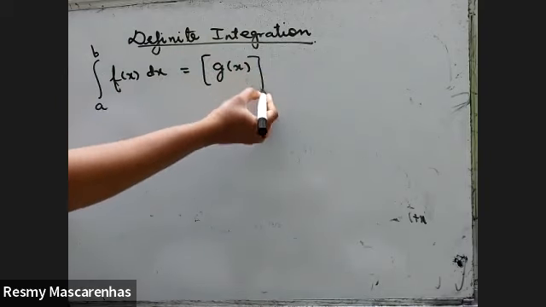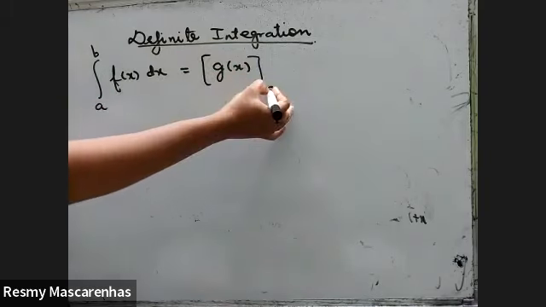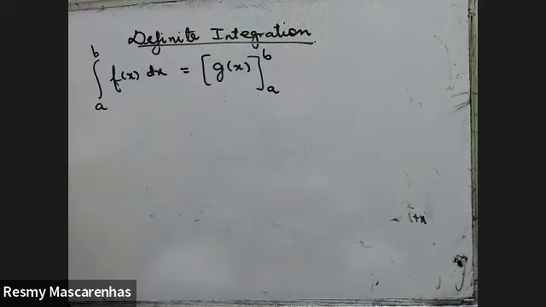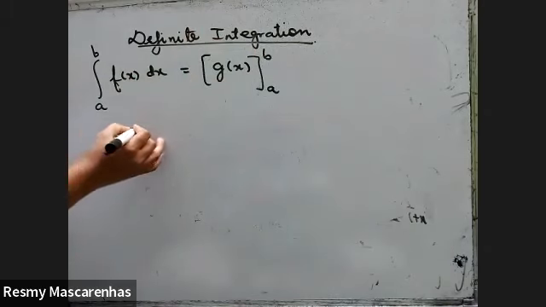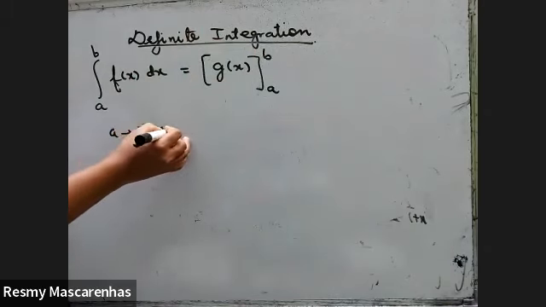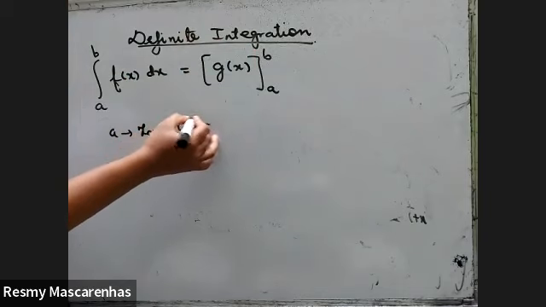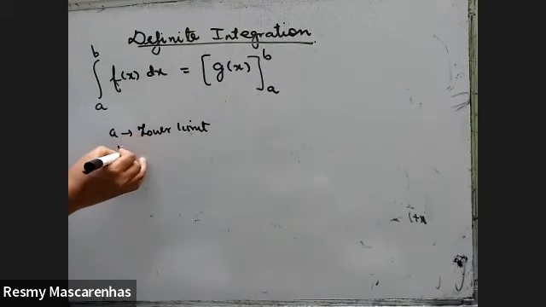We'll have to put a box like this and write these limits here after finding the answer. And then you have to always substitute. Where a is, I'll tell you, this is the lower limit and this is called the upper limit.